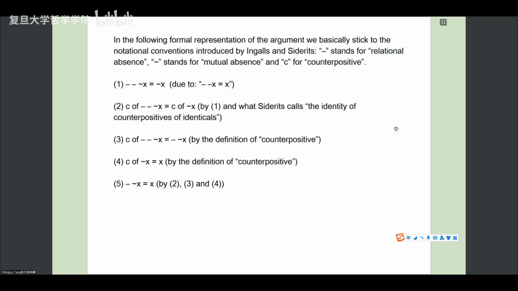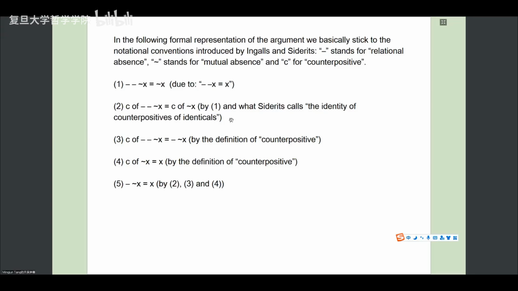Then Maturanata says the counterpositive of the first one is then also identical to the counterpositive of the second one. Okay, so counterpositive of absence of difference from X is identical to the counterpositive of the difference from X. And this is because we have one, and we have what Sideritz calls the identity of counterpositive of identicals. So if two absences are identical, then Sideritz thinks the counterpositives must also be identical, and he's wrong about that. We will see this. That's exactly the point where the argument breaks down.